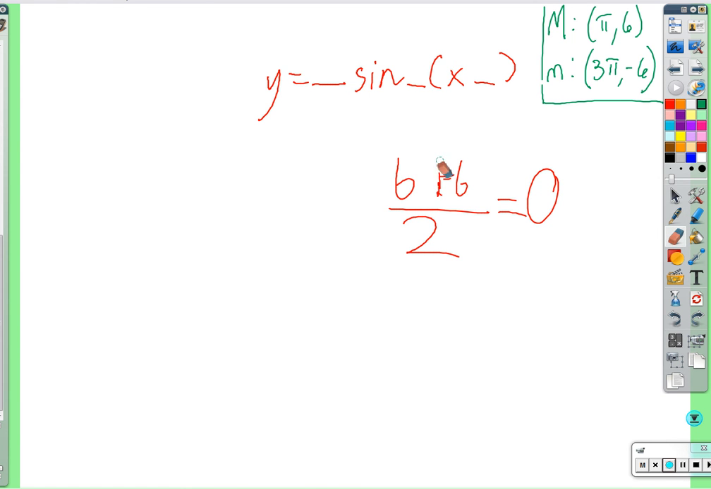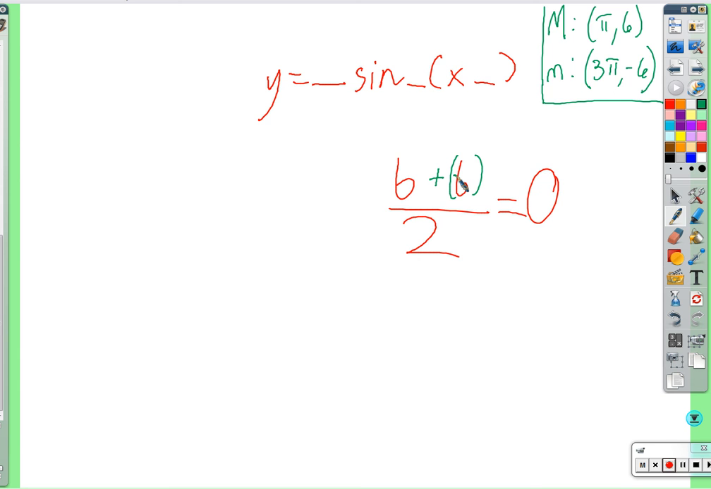Oh, 6 plus 6 divided by 2 is 0. Maybe you should just keep working. I thought you got this right. I did get this right, but I did it in my head, and now I'm having to show my work. So K is the maximum plus the minimum over 2. The maximum is 6. Negative 6 plus a negative. Yeah. So they cancel each other out. So K is 0.